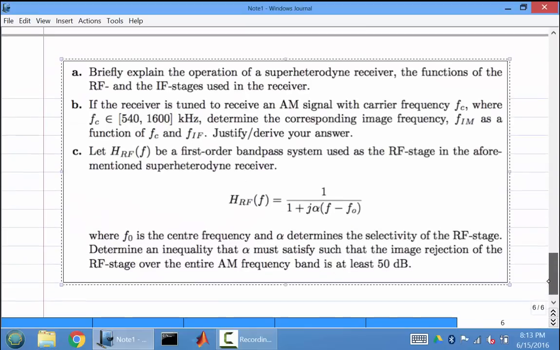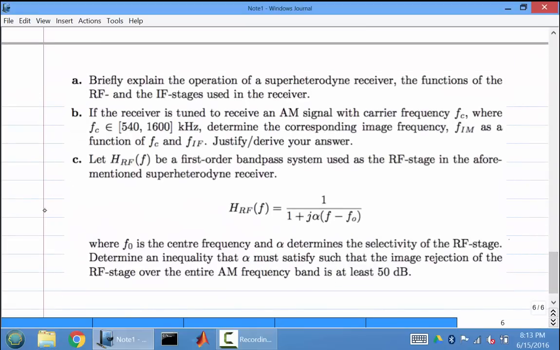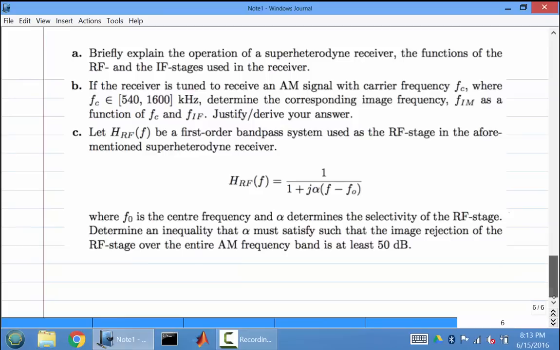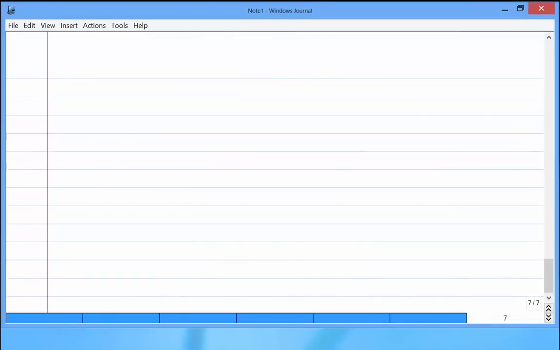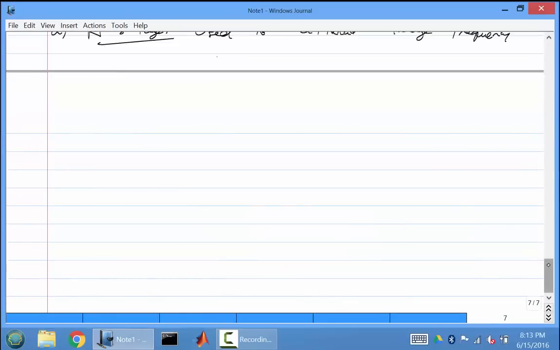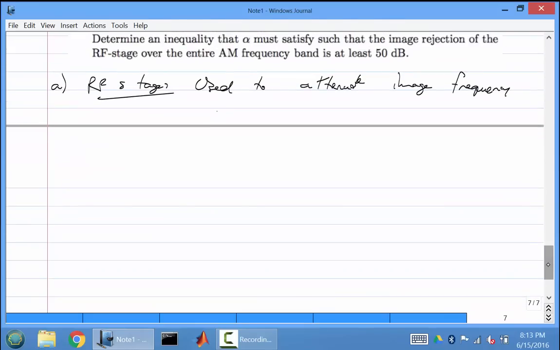So here is the first question, I suppose. Briefly explain the operation of the superheterodyne receiver, the functions of the RF and the IF stages. Okay, that's fine. So A, the RF stage is used to attenuate the image frequency. That's what the purpose of the RF stage would be. That's used to attenuate the image frequency.